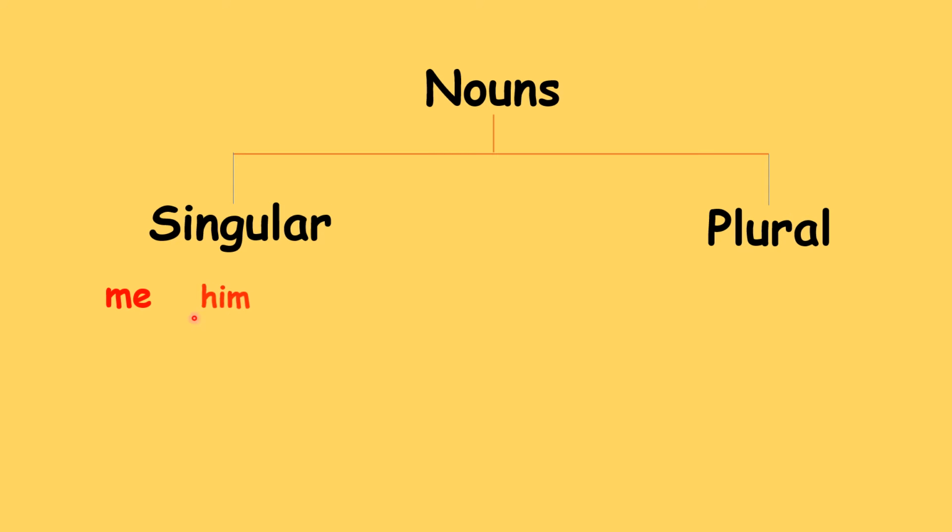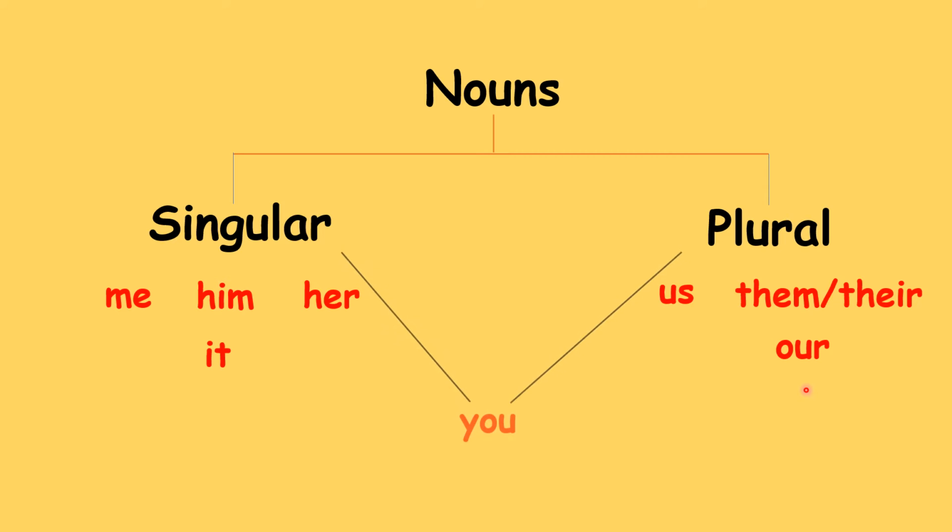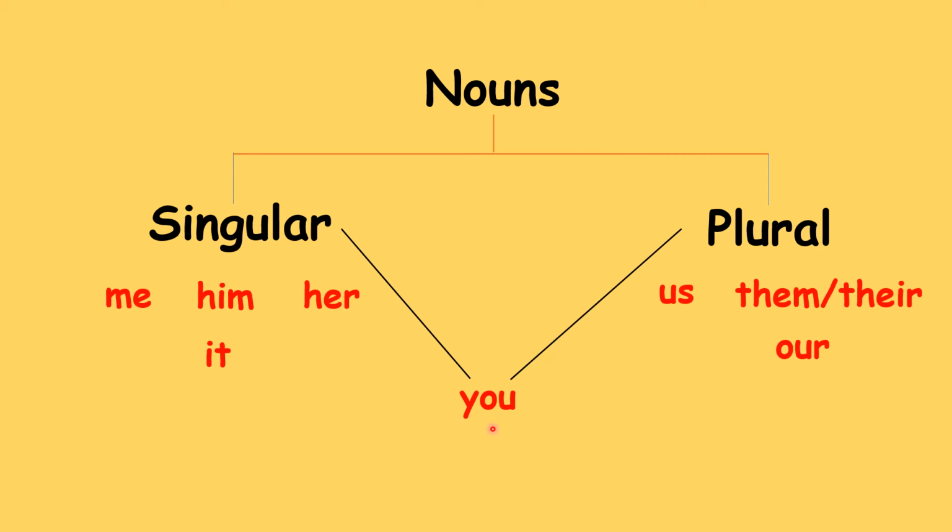Me, him, her, it. They are singular. These pronouns are used for singular nouns. Us, them or their is you and are is used in the plural part of a sentence for plural nouns. So these pronouns are used. Now the word pronoun you is used for singular as well as for plural.